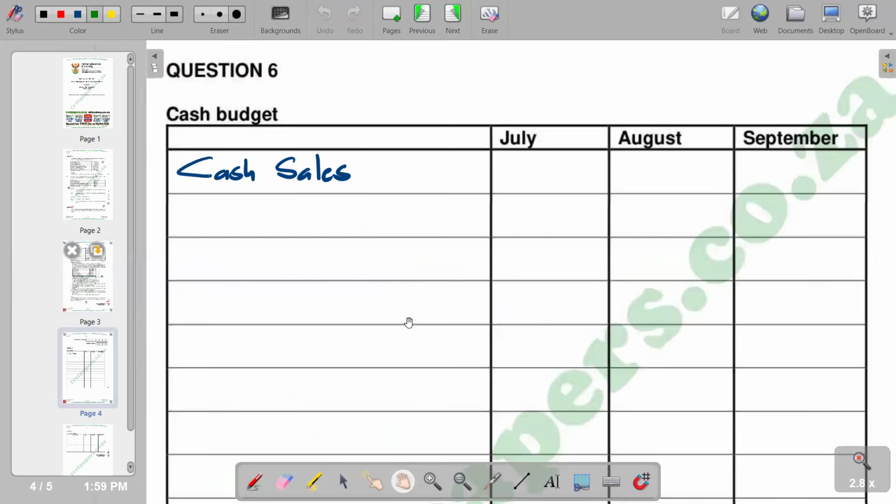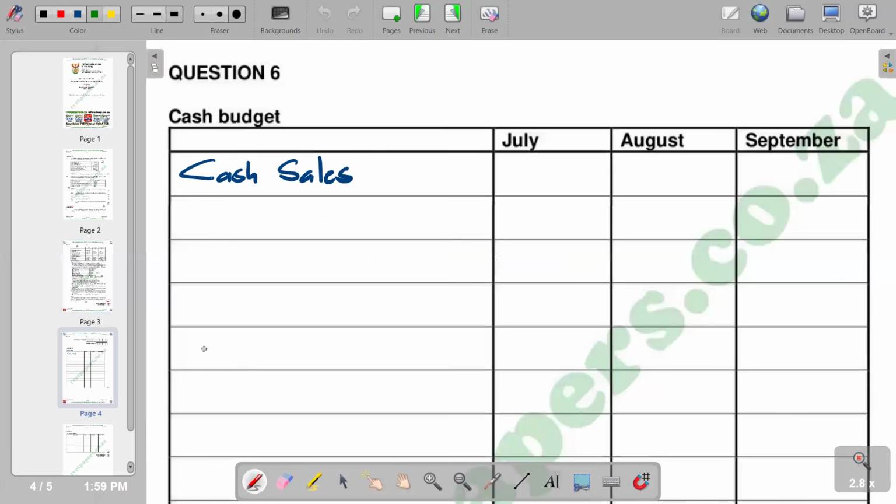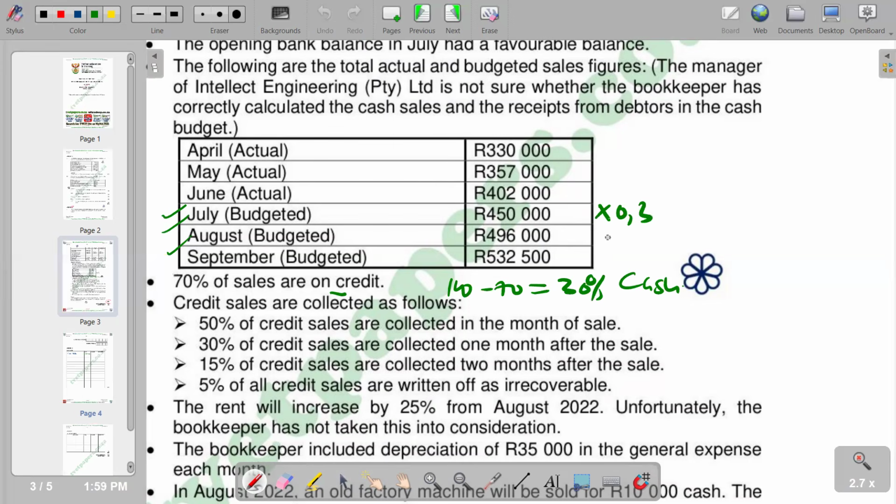We are saying 30% cash sales, which as a decimal becomes 0.3. So we are going to multiply the total sales by 0.3. For July, 150 times 0.3 gives you the cash sales for July, which is 135,000. Then for August, we multiply the sales of 486,000 by 0.3, and we get 148,400.